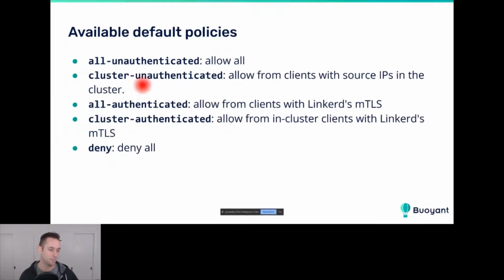You have to set what the subnets are for your cluster at install time. All authenticated: if you enable all authenticated by default in your environment, you will start seeing things break if you haven't created servers and server authorizations to allow things like the Kubelet to do health checks and readiness checks. Cluster authenticated is very similar to all authenticated, but requires it to be inside that cluster's network.